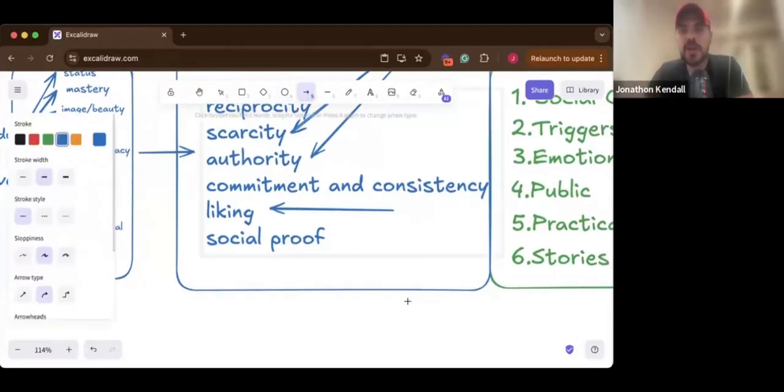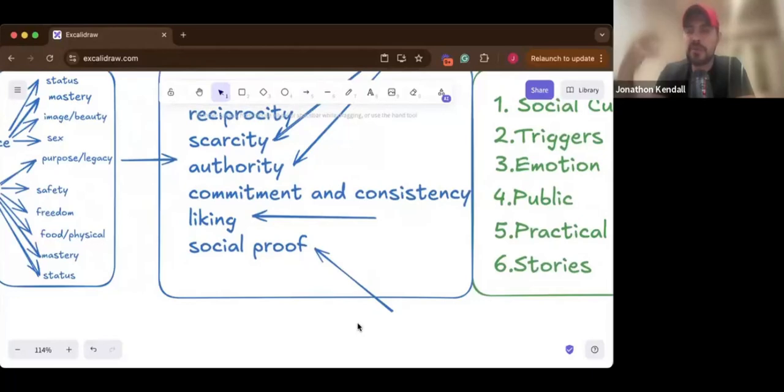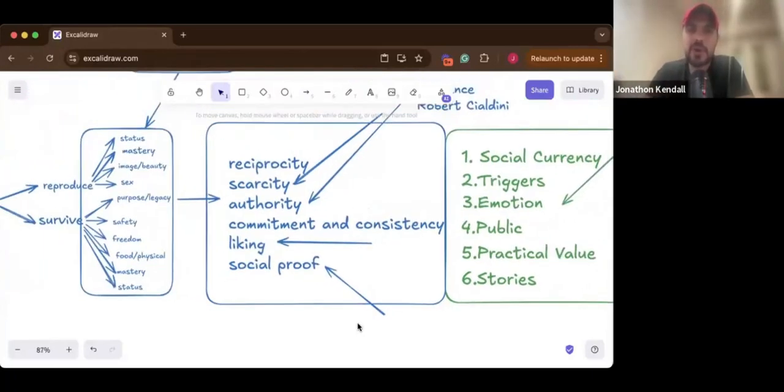And then social proof is like the number of 5-star reviews or the number of people that have already purchased it or something like that, right? That's what social proof is. So you've got to ask yourself when you're writing copy, am I digging into reciprocity, scarcity, authority, commitment, consistency, liking, and social proof? And if you're doing all 6 of these in your landing page or your newsletters or whatever it may be, well, then you're more likely to get someone to buy whatever you're selling.